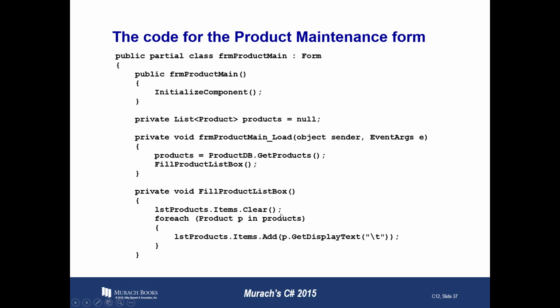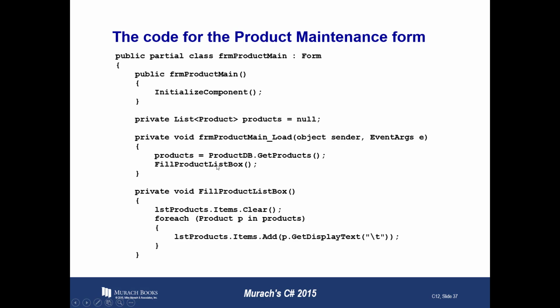So here's a product maintenance form. Now it says here this is a partial class, which means that it can be combined, or is typically going to be combined, with code in another file. Here's the form. This right here, : Form, means that this class, frmProductMain, inherits from Form. Here is the constructor. It's calling InitializeComponent. Here is going to be a list of products which currently holds nothing.